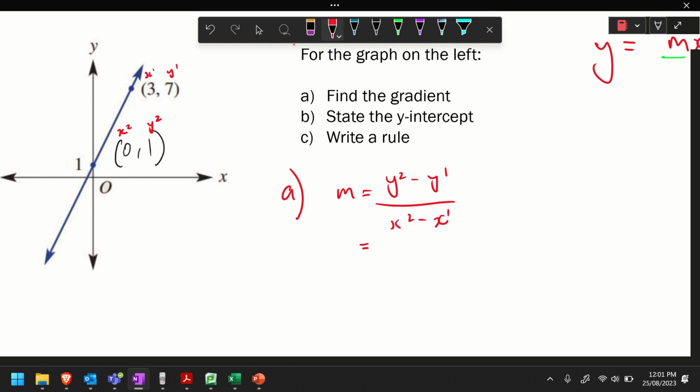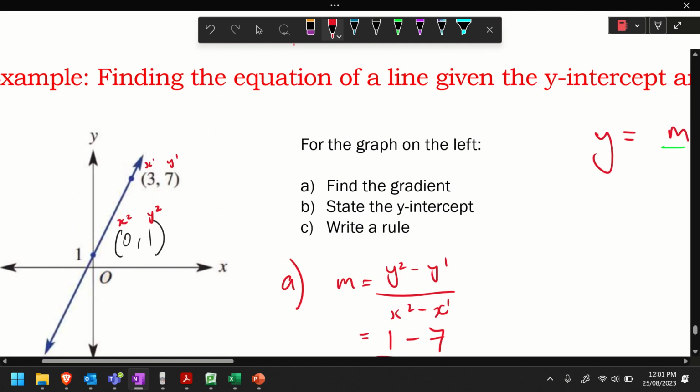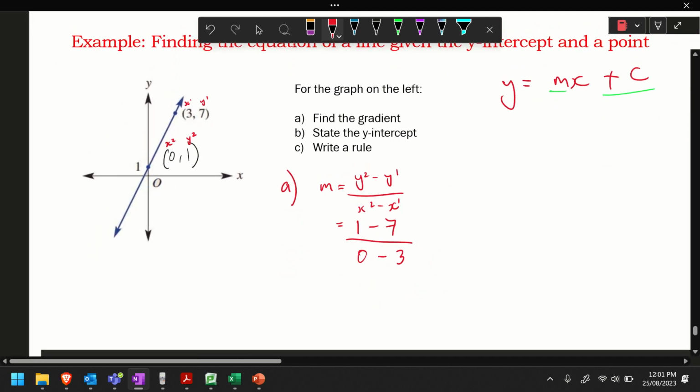Okay, just put that in. So y2, what's y2 here? What's y1? 7. So it's 1 minus 7 over x2, which is 0, take away x1, which is 3. Just looking at the graph, it already labels the y-intercept. It says that 7 is y2.